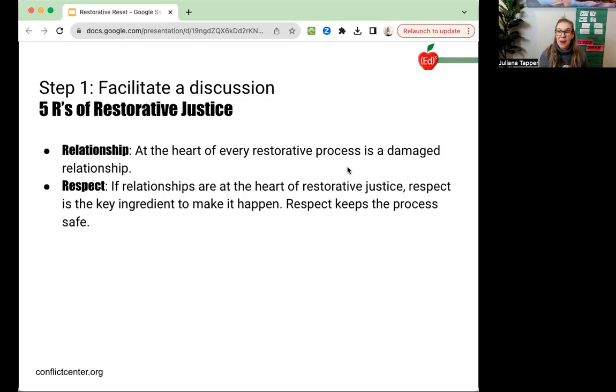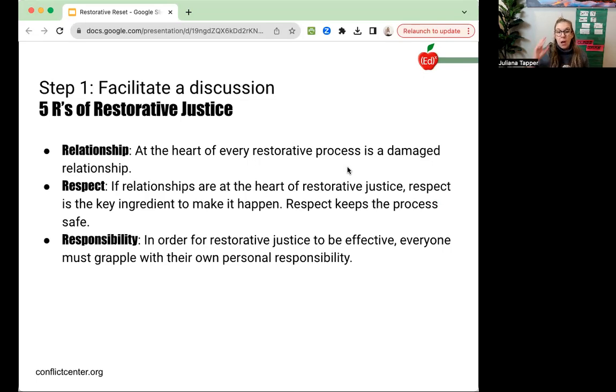If you want to have this conversation with your students, respect has to be at the key. And I'm going to tell you more about how you could facilitate that in a moment. Responsibility is the third R. In order for restorative justice to be effective, everyone must grapple with their own personal responsibility. You have to think about your own personal responsibility.